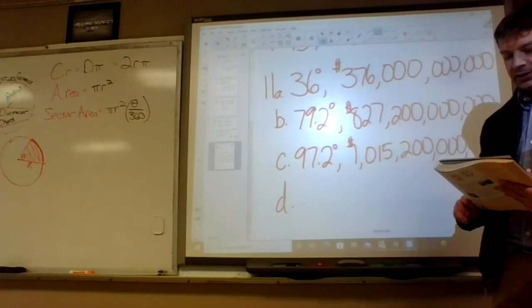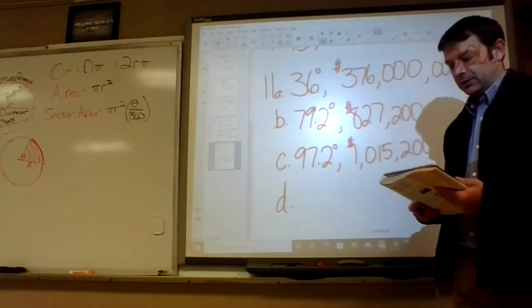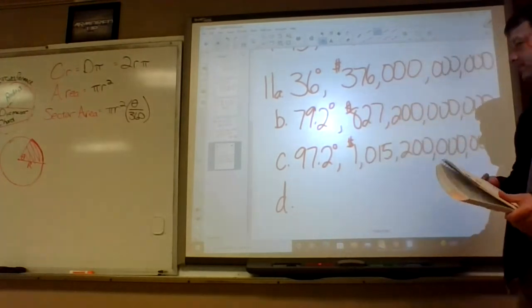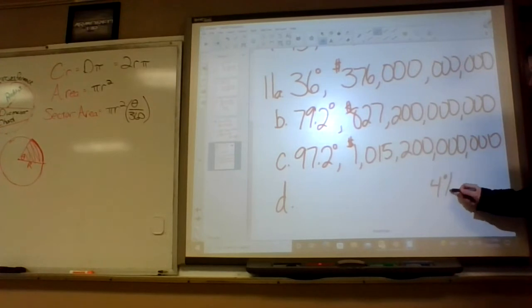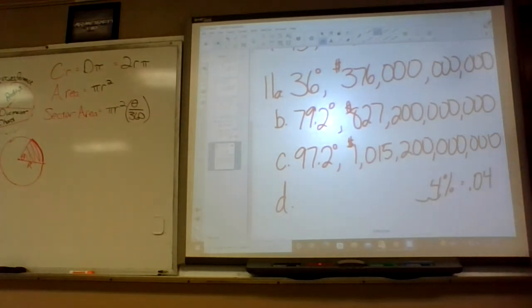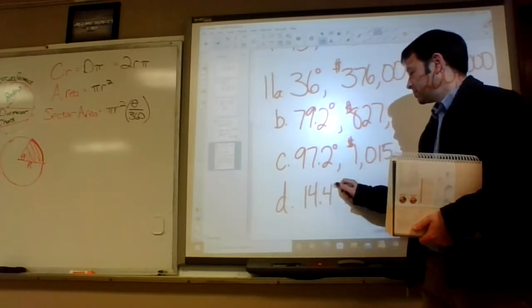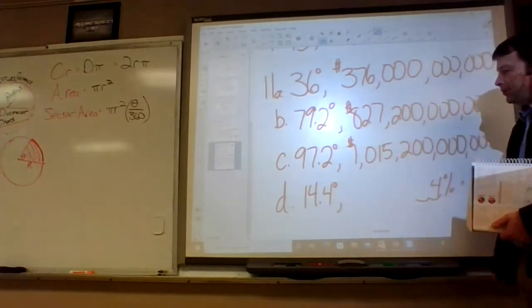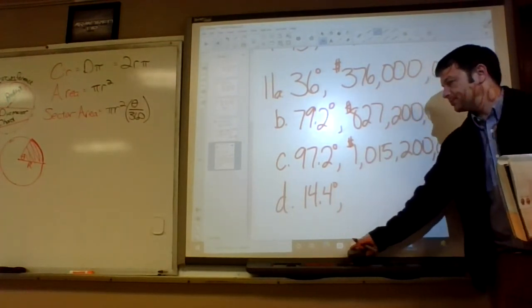Education is the 4% one. Kind of small. So 4%, to change that to a decimal, you have to move the decimal place twice. So it's actually 0.04. So what's 0.04 times 360? 14.4 degrees. And what's 0.04 times the big money? 1.504 times 10 to the 11.